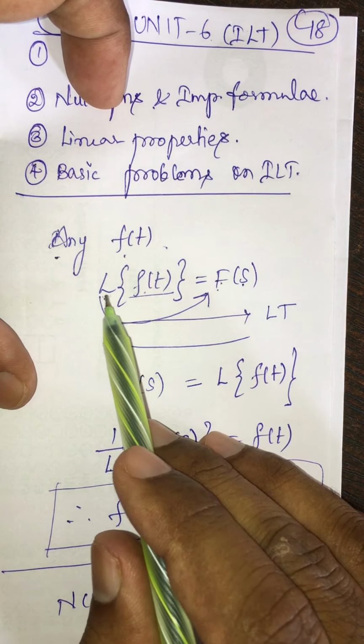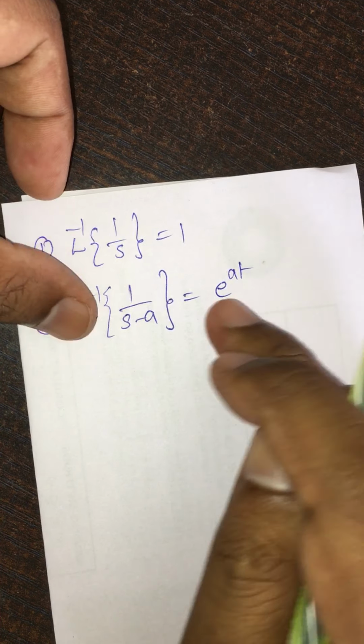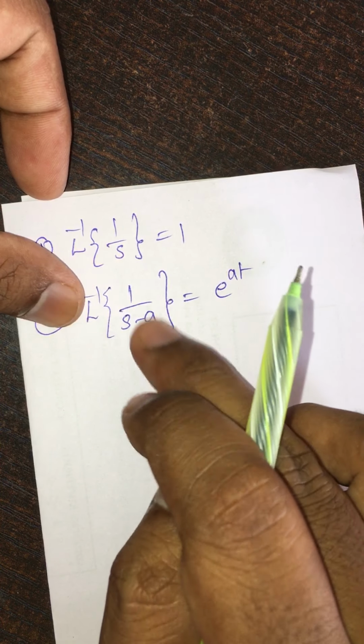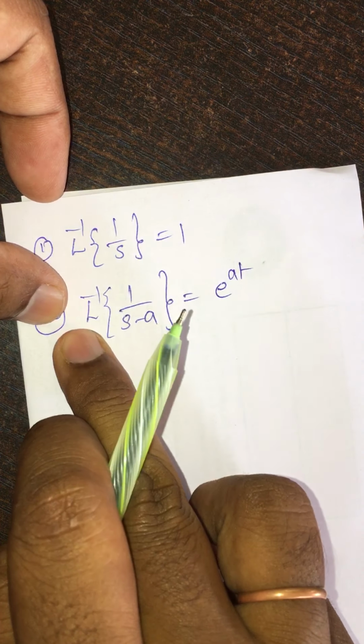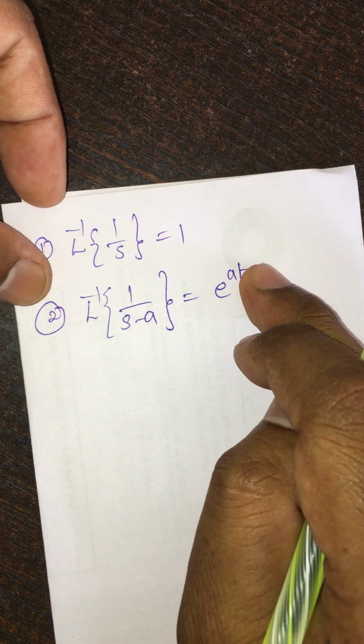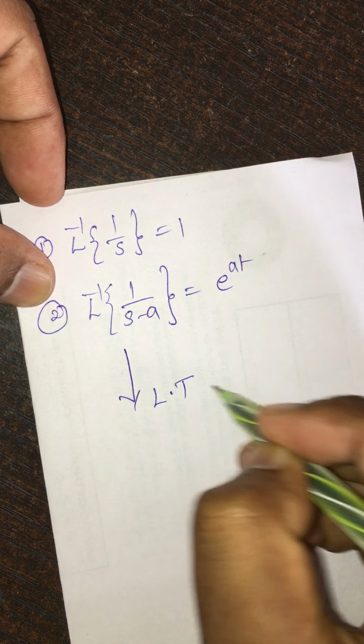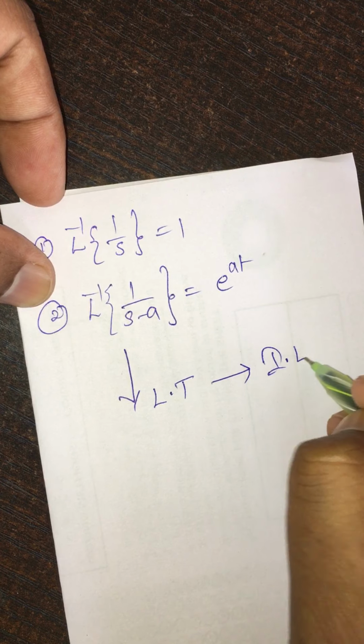In that, the first formula, which we already wrote, is L inverse of 1 by s is equal to 1. Then the second one, L inverse of 1 by s minus a is equal to e to the power of at, because the Laplace transform of e to the power of at is 1 by s minus a. Now the inverse Laplace transform of 1 by s minus a is e to the power of at. Like that we have Laplace transform formulas converted to inverse Laplace transform.